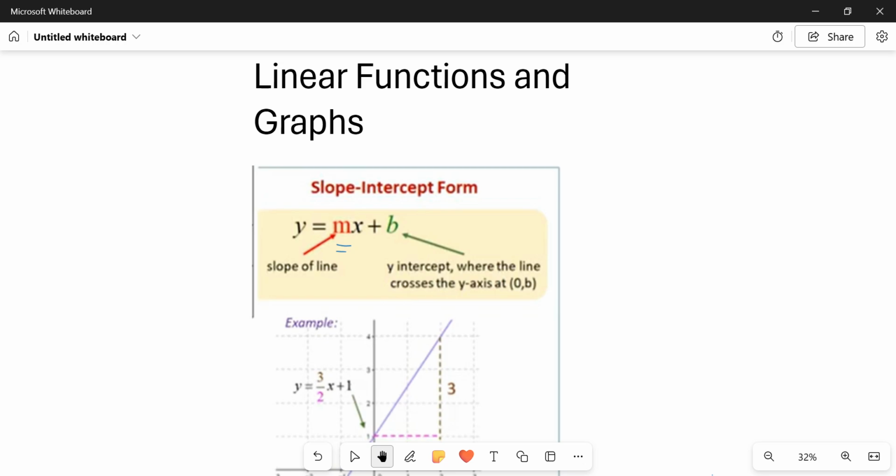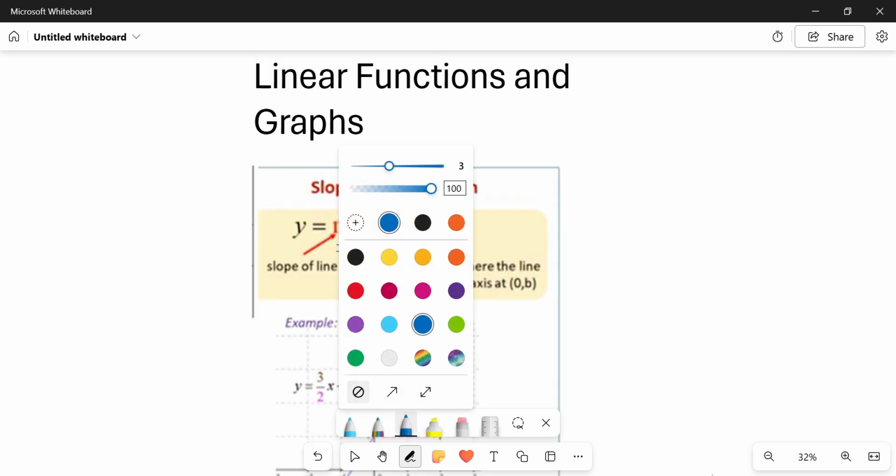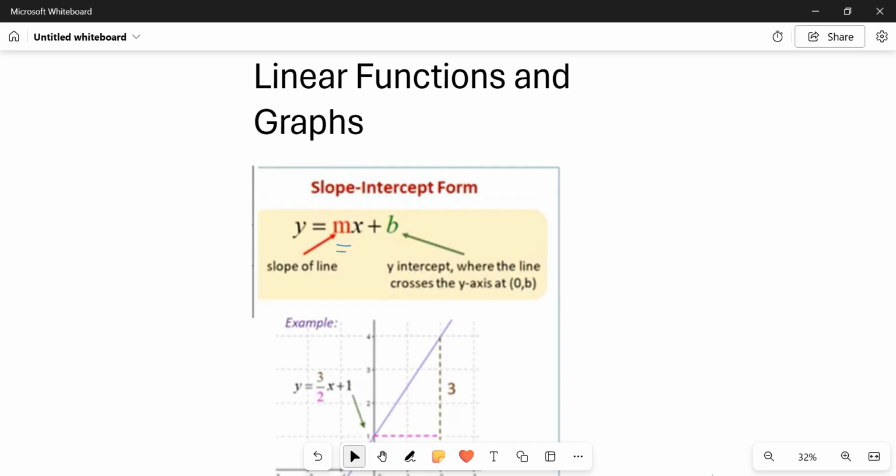Hello student. Today the topic is linear functions and graphs. As you know, linear means straight line, right? So in a graph, if the graph shows a straight line, it means that the graph is a linear graph, right? So in this topic, we will learn how to find out the gradient of this line.